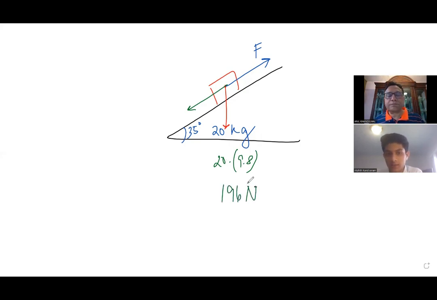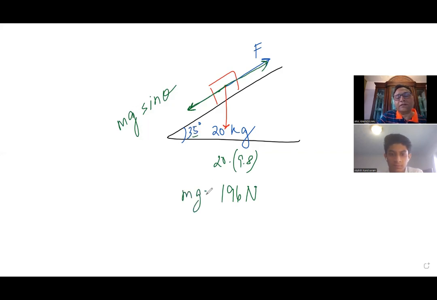And now to find the x component of the force of gravity, right? Because that's what makes the box go down. We can break it down. Because we are applying a force parallel to the inclined plane, we are actually looking for this force, which is acting along this direction, correct? So now, what is this force? This force, as you learned, is mg sine theta, right? Where theta is 35, mg you have already found as 196. Is that clear?